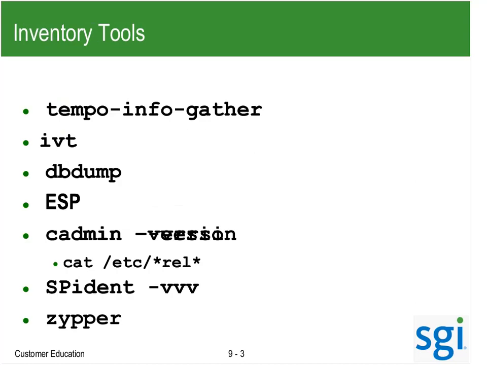So inventorying, again, Tempo Info Gather is the key one. We've got IVT, DB dump, ESP, cadmin --version. I got some sort of format problem there, but --version, also catting the ITSI star RHEL star. SPIDEN is basically gone. We're using YUM now, not YUP. And zypper is SLES 11. So I'm not sure that I even want those tools listed as inventory anymore.